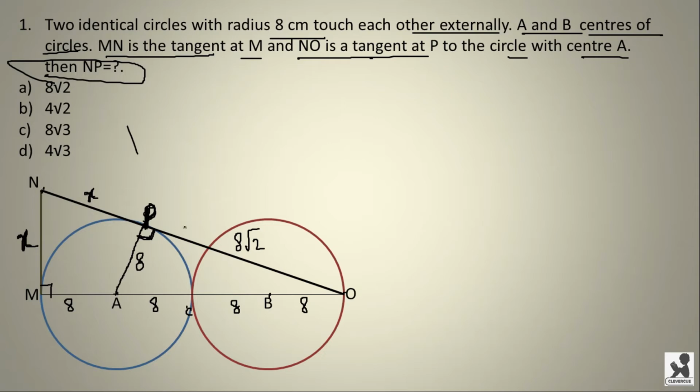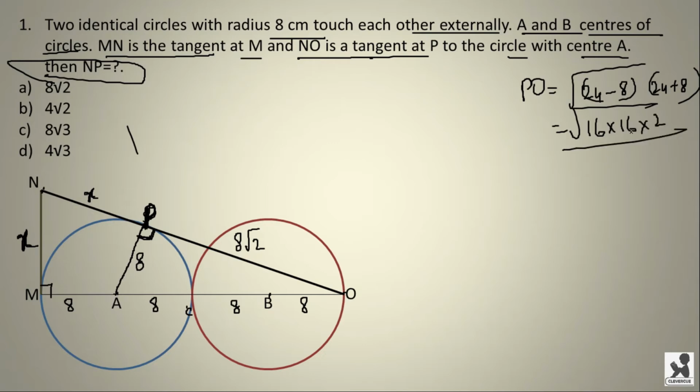Now let us see, PO is equal to under root 24 minus 8 and 24 plus 8. Then it is under root 16 into 32. So we can write this as 16 into 2. So this is 16 root 2. I'm sorry for the confusion. So the length of PO is 16 root 2 centimeters.